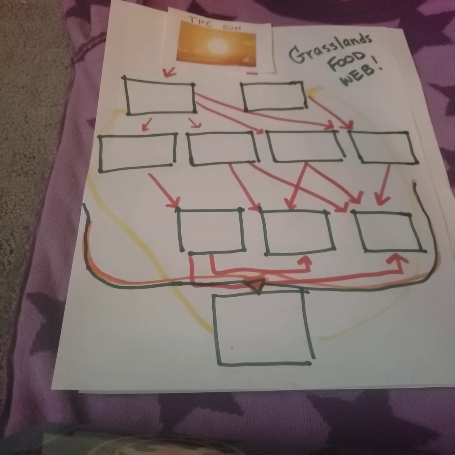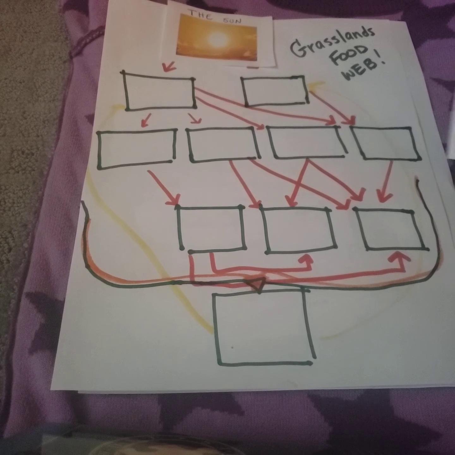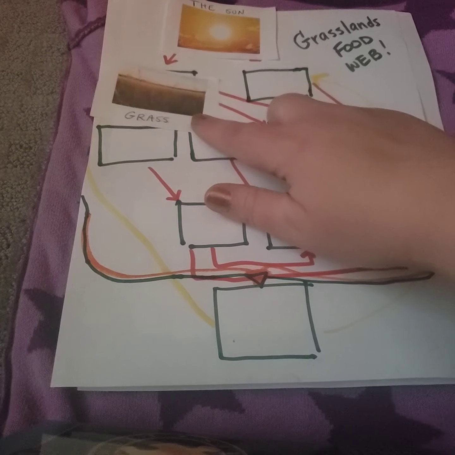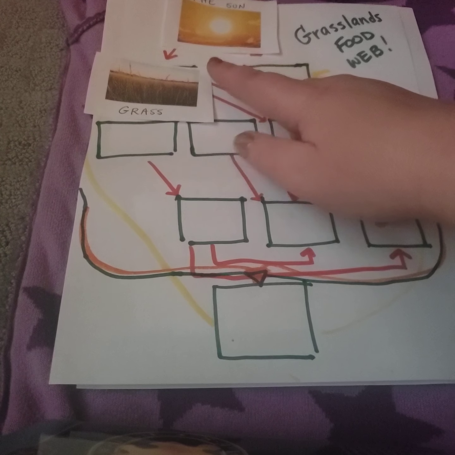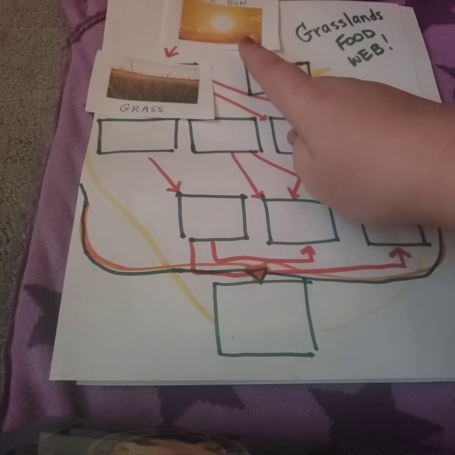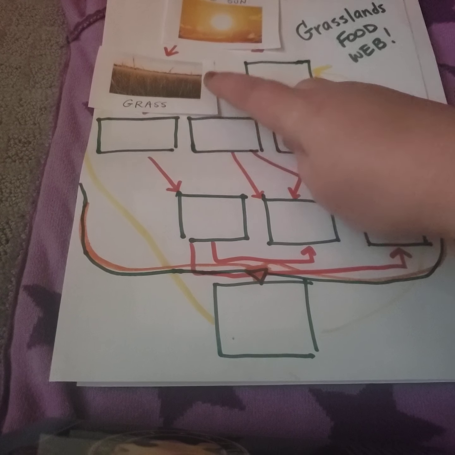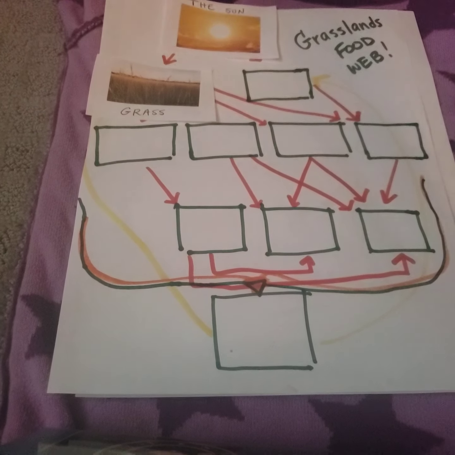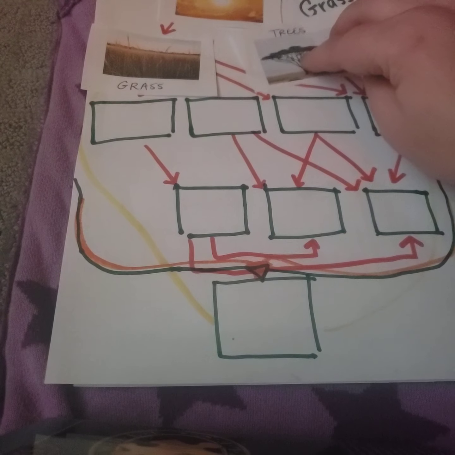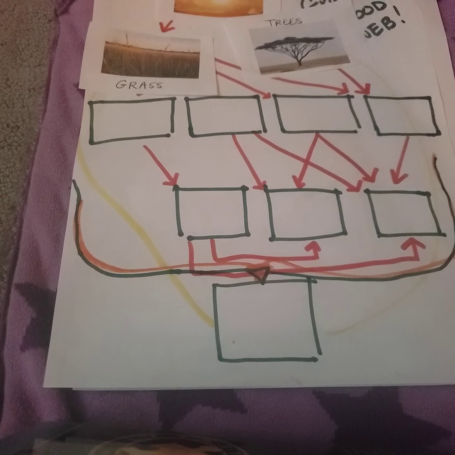Alrighty. And then we're going to put our stargrass here. See, the arrow points from the sun, which is giving the energy, to the grass, which is getting the energy. And then we're going to put acacia trees on this side.